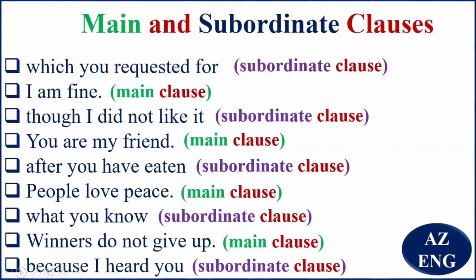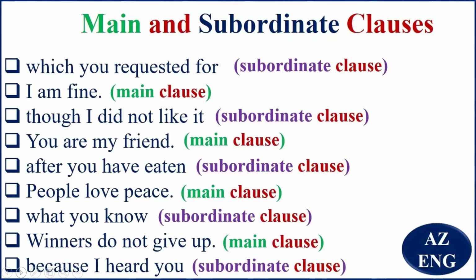Main and subordinate clause examples: I am fine, main clause. Though I did not like it, subordinate clause; any sentence you can use. You are my friend, main clause. People love peace, main clause. After you have eaten, subordinate clause. So like these sentences, when you are using them, the dependent clause depends on the main clause. The main clause is also known as the independent clause or principal clause.